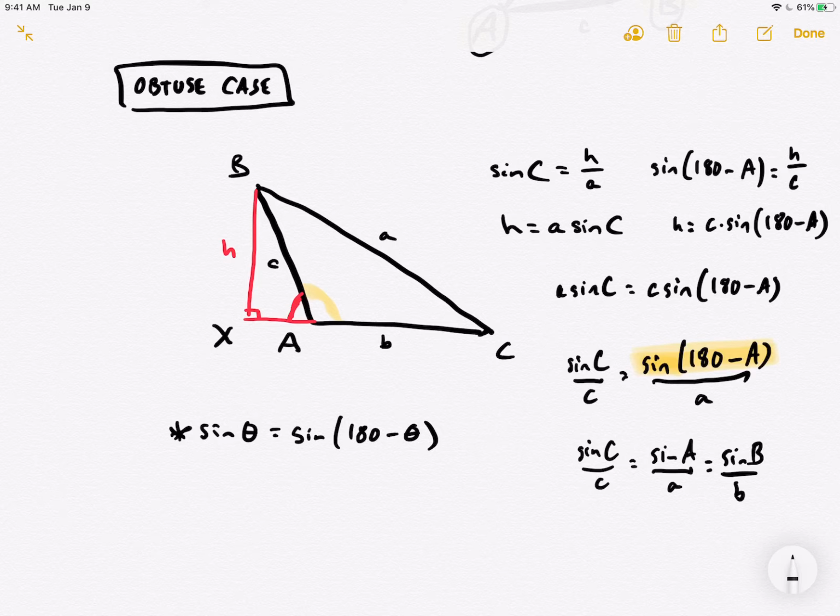And if you don't remember that rule, maybe you just challenge yourself to check that it's true using sine's difference identity.